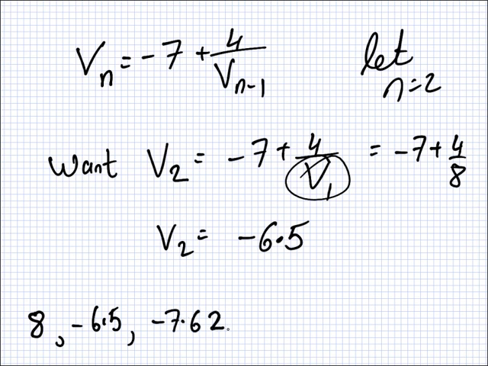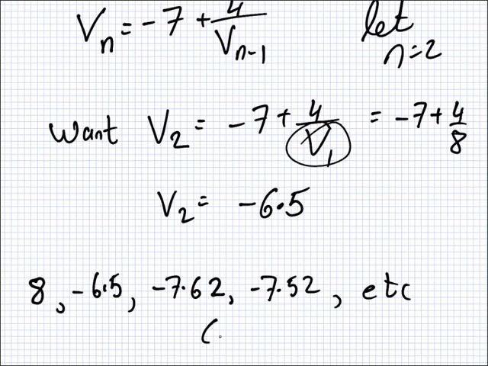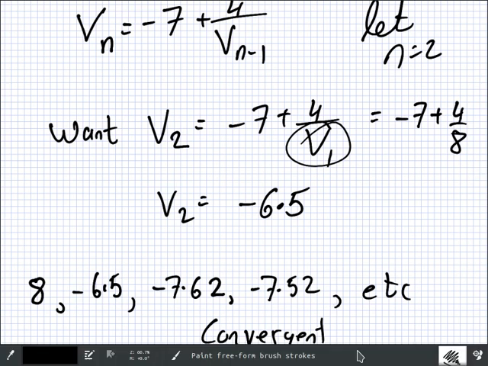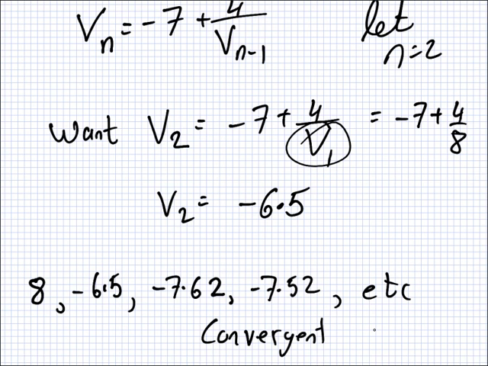Minus 7.62 roughly, and then minus 7.52 roughly, and so on. So when I look at this sequence, it seems to me to be convergent, maybe convergent to possibly minus 7 or minus 8, or maybe even minus 7.5, I don't know. I don't think I asked you for the limit.